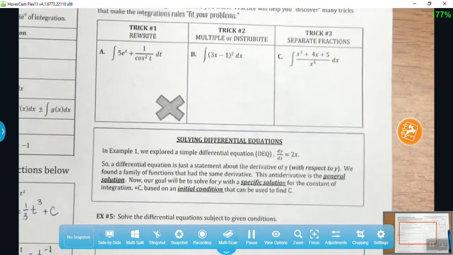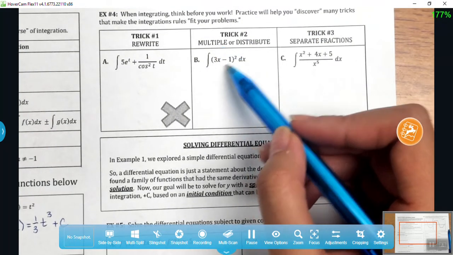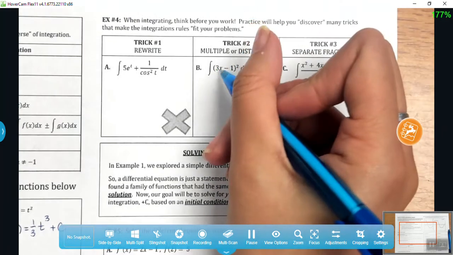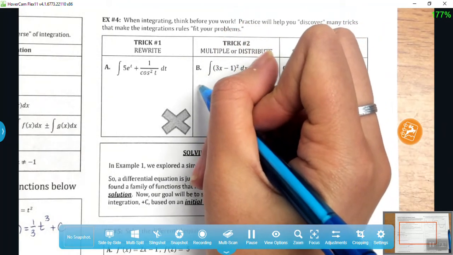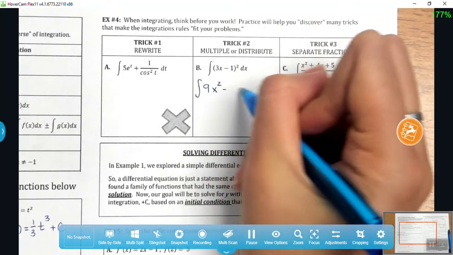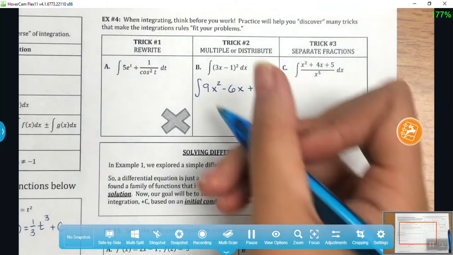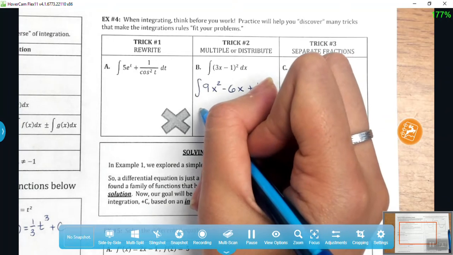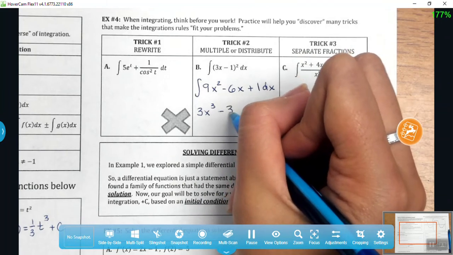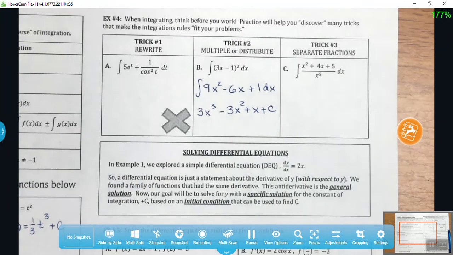Okay, a couple of properties that we should talk about when you have something like this. Right now, I haven't taught you U-sub, so you don't know how to integrate this, but you can always multiply this out and then integrate it a lot easier. So that would be 3x cubed minus 3x squared plus x plus c, right?